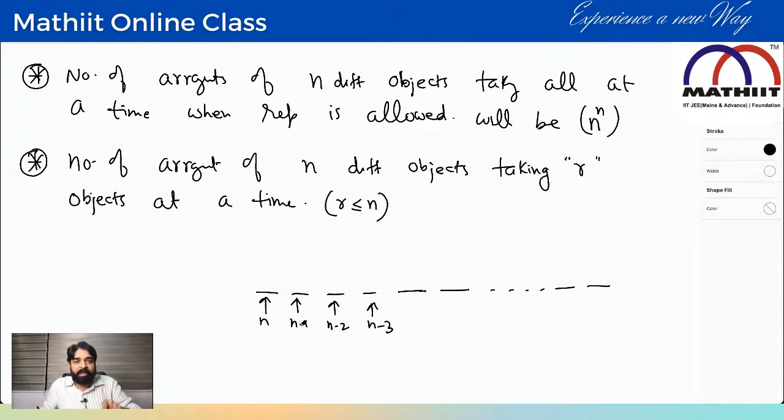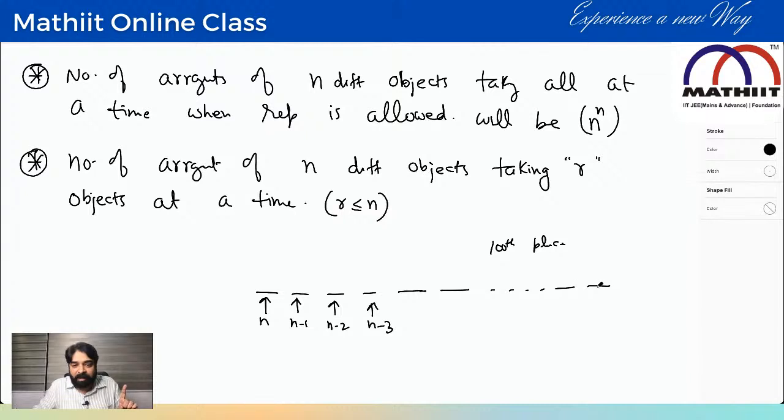First place n, second n minus 1, third n minus 2, fourth n minus 3, fifth n minus 4. Tell me, 100th place, everybody type the answer. The 100th place will be filled in how many ways? Yes, I guess everybody guessed correctly: n minus 99. And this is the rth place.